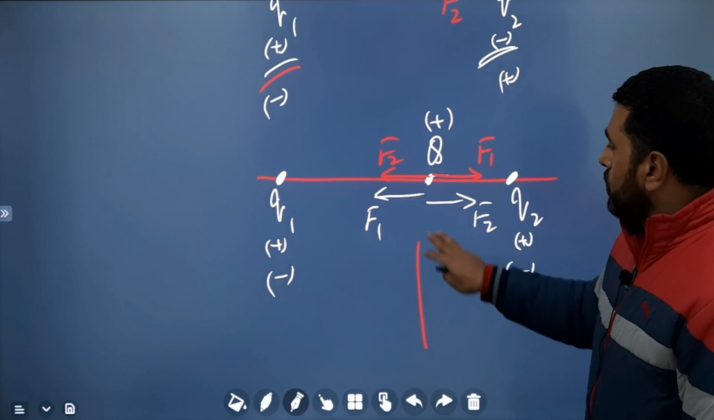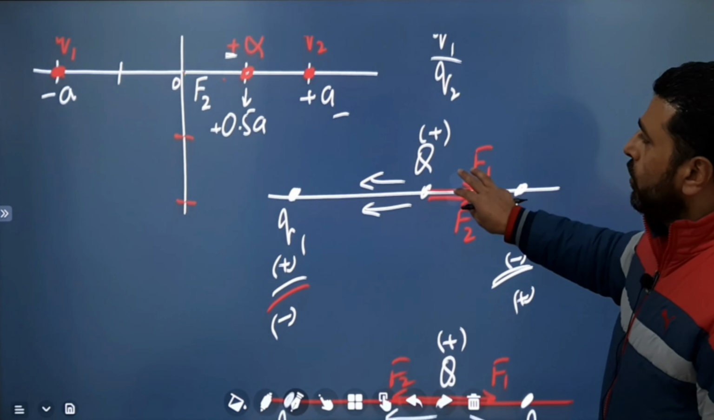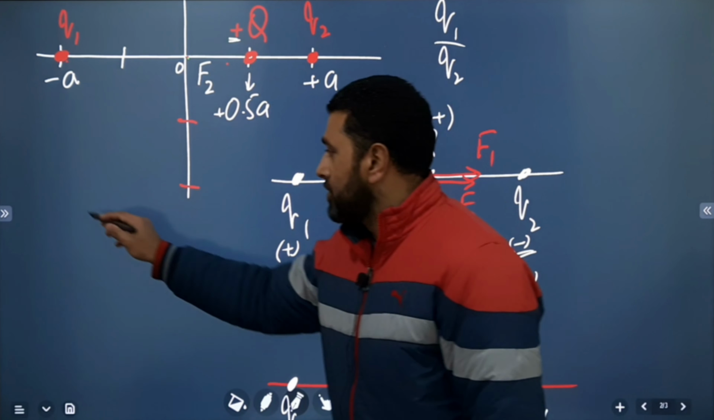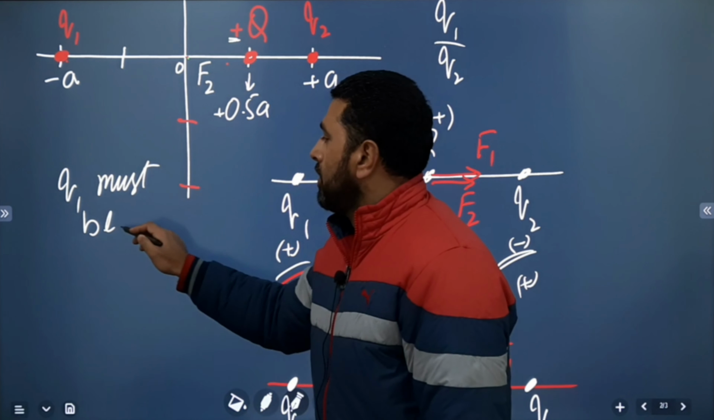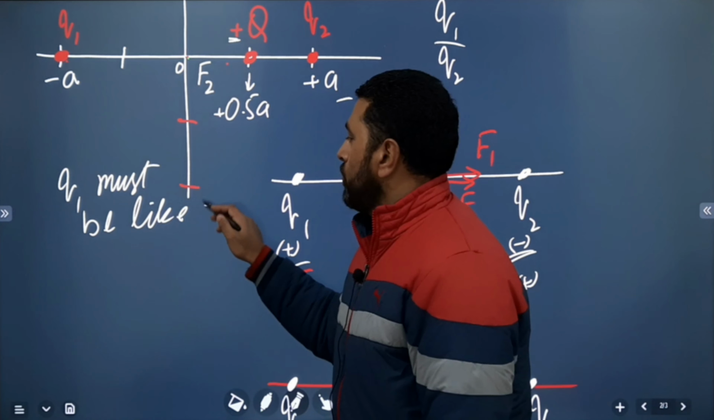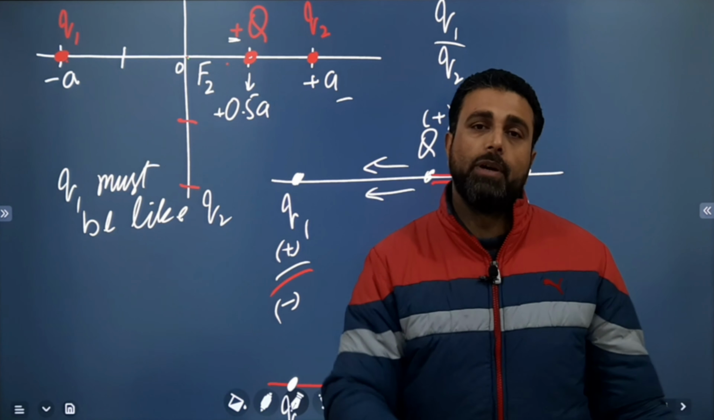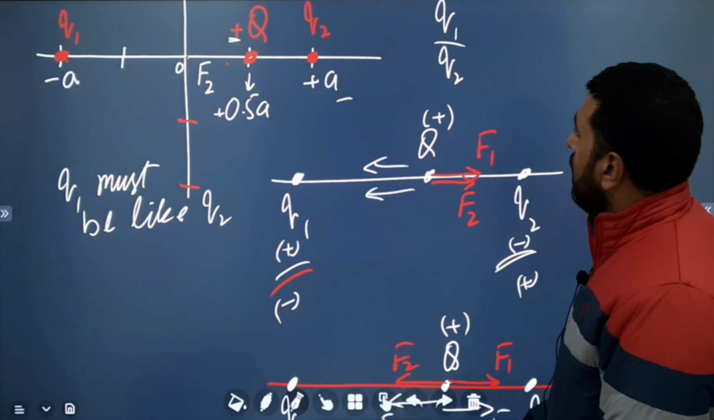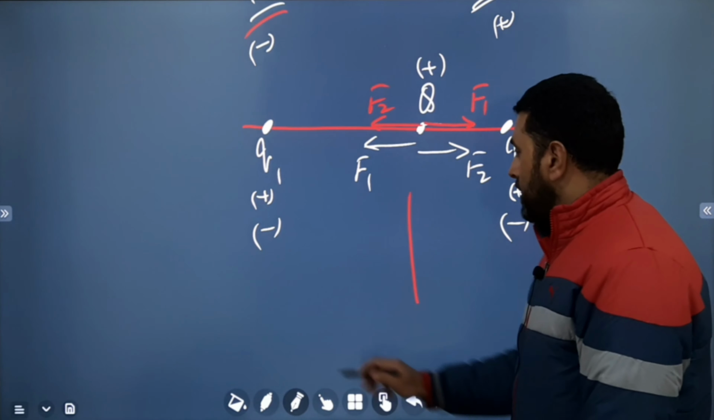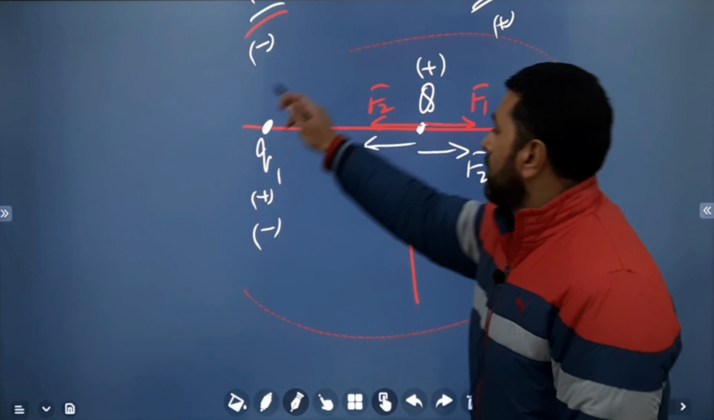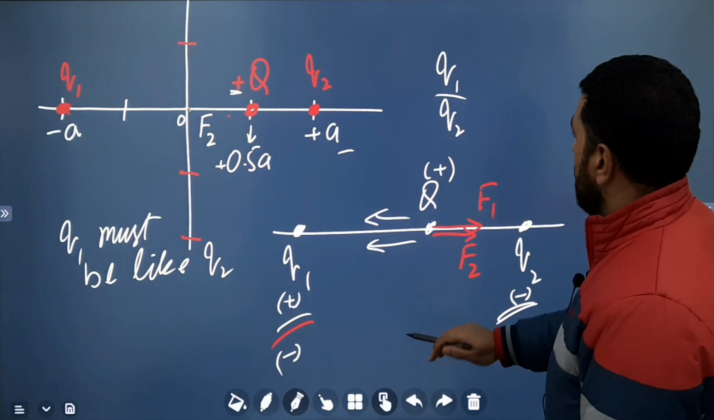So our first conclusion is that Q1 and Q2 have to be like charges. Q1 must be like Q2. Again, it won't matter if both of them are positive or both of them are negative. That won't matter. Okay, so let's proceed. Our first conclusion is that they have to be like charges.